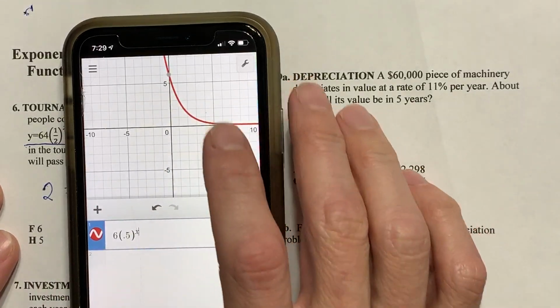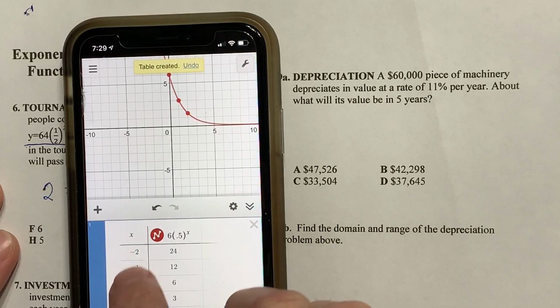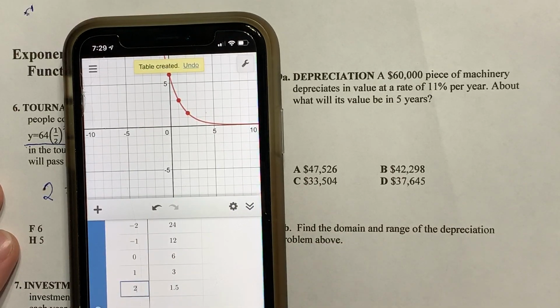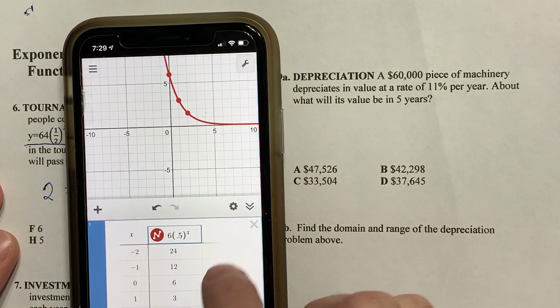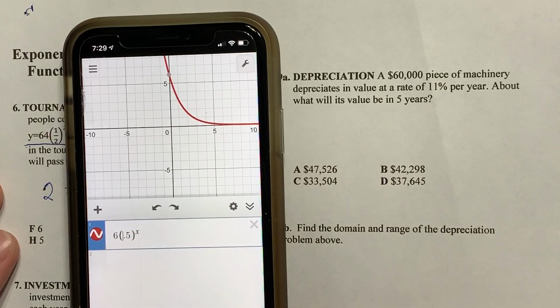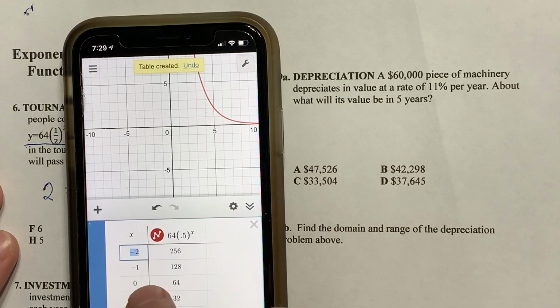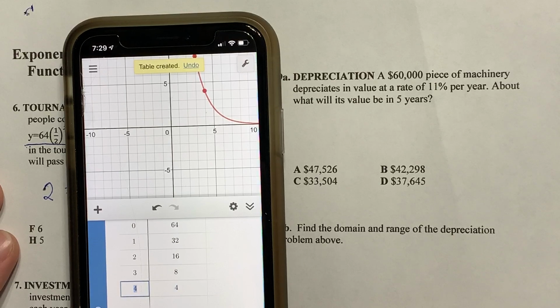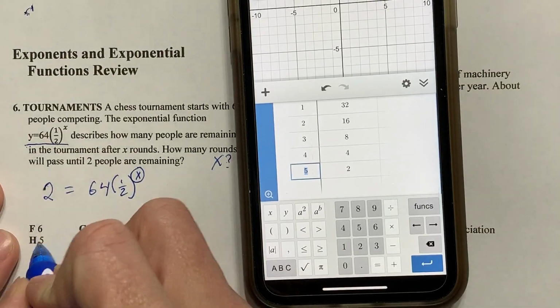I don't really care about the graph up here. What I do care about is the table. I want to go down until I have only 2 people remaining. Now look at the table. It goes from 64 to 32 to 16 to 8 to 4, and there's where we have 2 people, at 5 rounds into the tournament. So, 5.